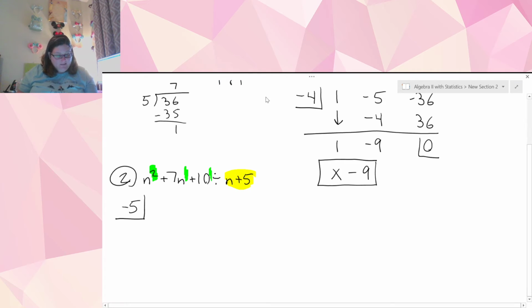So I take the numbers out front. Oops, tried to change colors there. Didn't quite go.